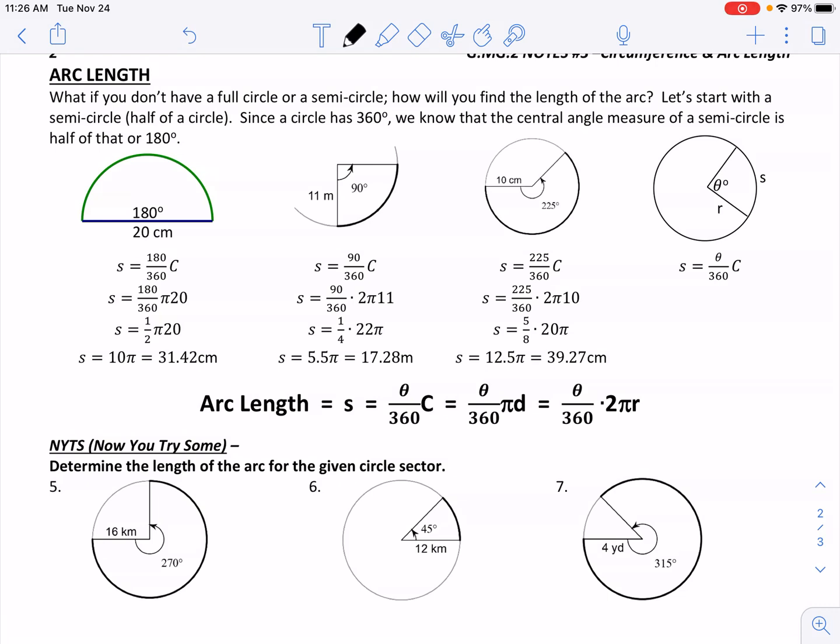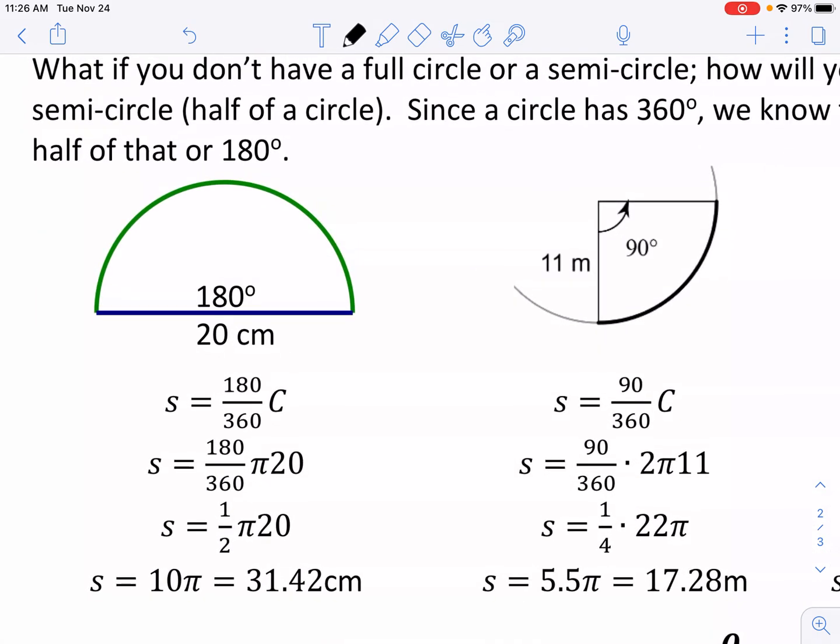Okay, so when we're talking about circumference, we're talking about the distance all the way around the circle. When we're talking about arc length, we're just looking at a certain portion of that circle, okay? For instance, maybe like a semicircle. Now, the problem with that is, in terms of a circle, all the way around would be 360 degrees. So if we look at an entire circle going all the way around, that would be 360 degrees, okay?